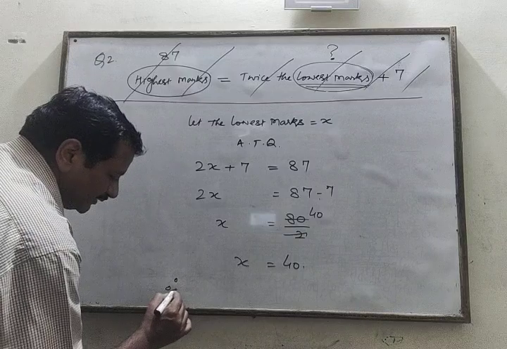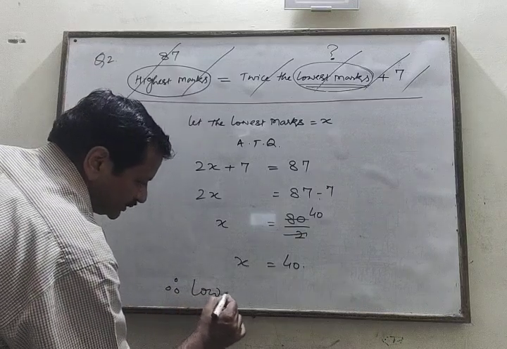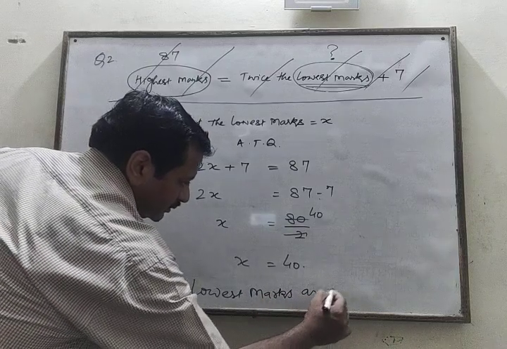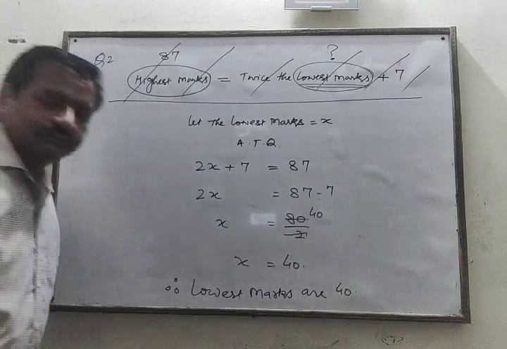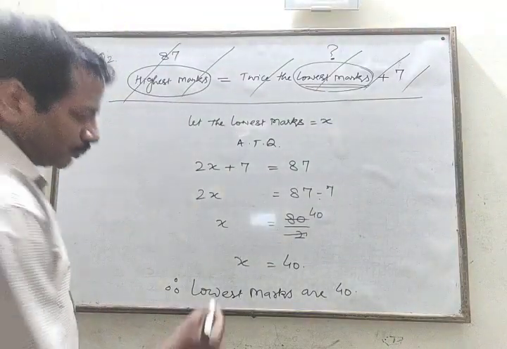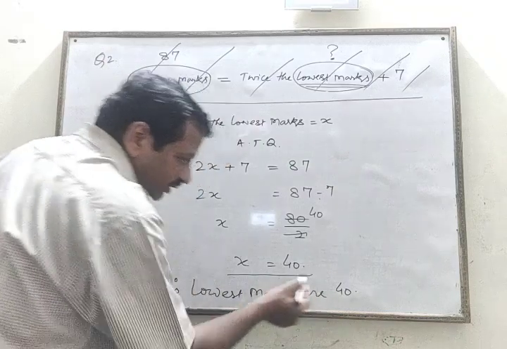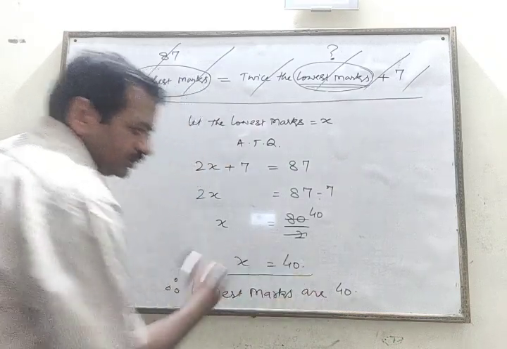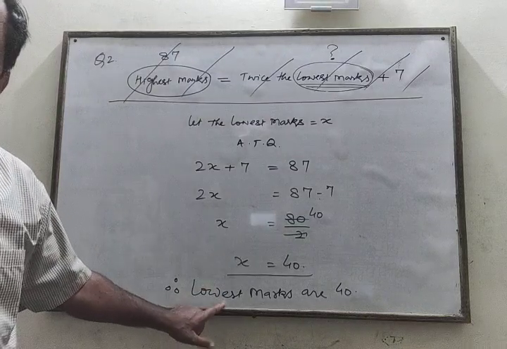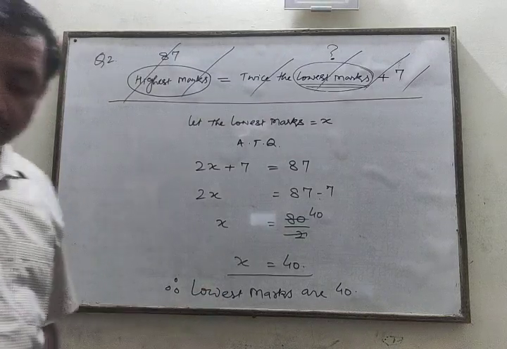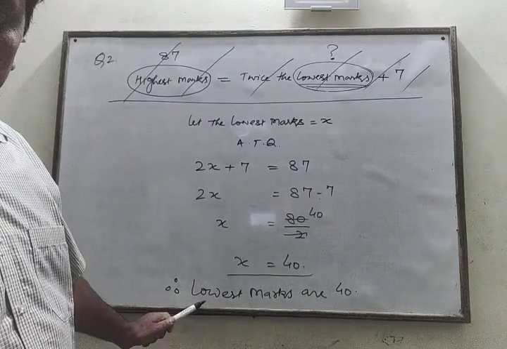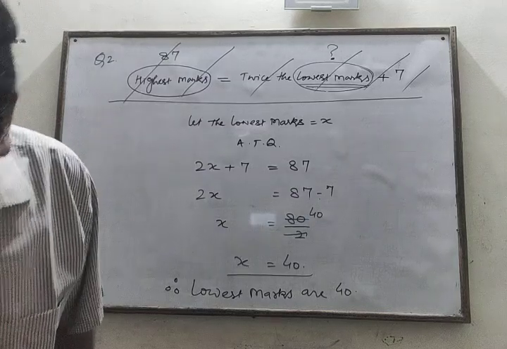Therefore, now the answer line. Therefore, lowest marks are 40. So do write this answer line also. Don't stop your question or solution up to this level. After writing this, you need to write the answer line also. Always remember, in such type of questions, at the last you need to write this answer line.